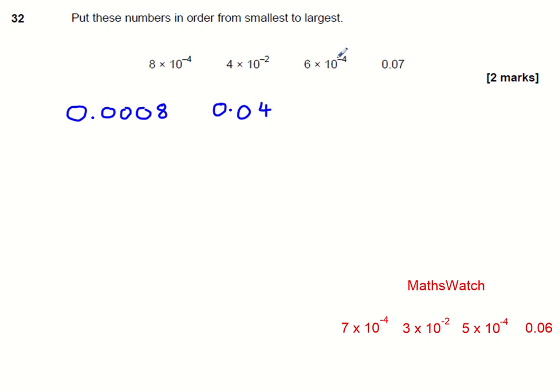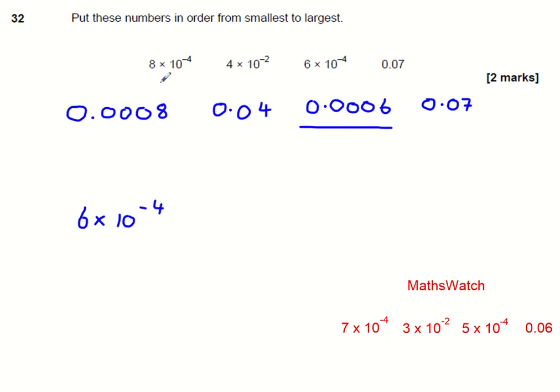-4 once again means there are 4 digits before the 6. So 0.000. There's the 4 digits, and then the 6. And then we've got 0.07 as it is. So the smallest of those is this one here. So 6 times 10 to the -4 is the smallest.